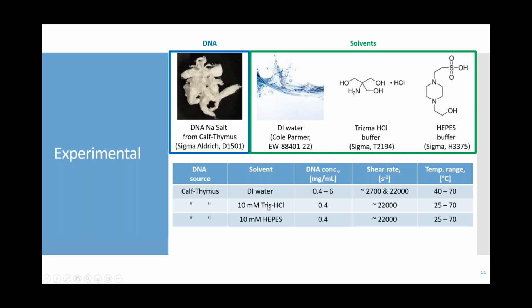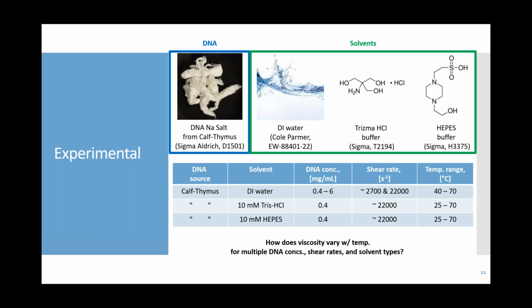Now for the samples with Tris or HEPES buffer, we focused only on 0.4 mg per ml and this higher shear rate of 22,000 inverse seconds. We did this so that we could compare between the 3 solvent compositions at this matched DNA concentration and matched shear rates.